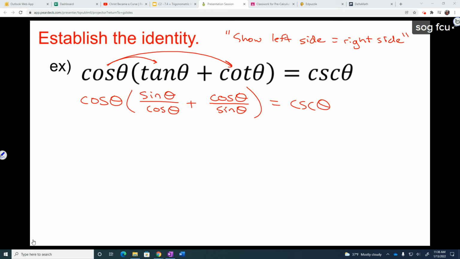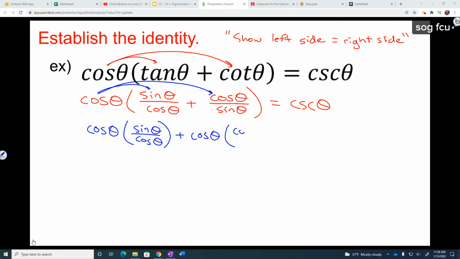All right, so now that we've done that, let's go ahead and multiply this through. Both of those we have to distribute. I'm going to write out this step. You may be able to do this in your head, but it's a good idea to still write it out because it helps. So this cosine gets multiplied by sine theta over cosine theta. Okay, and distribute, plus cosine theta times cosine theta over sine theta, equals cosine theta.